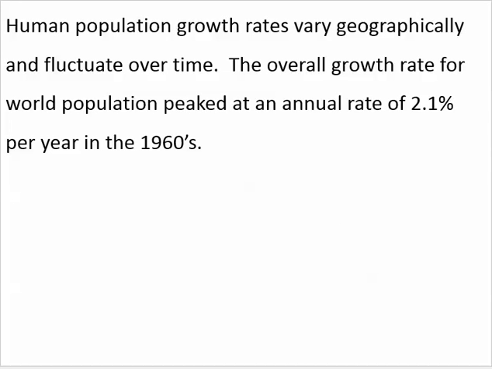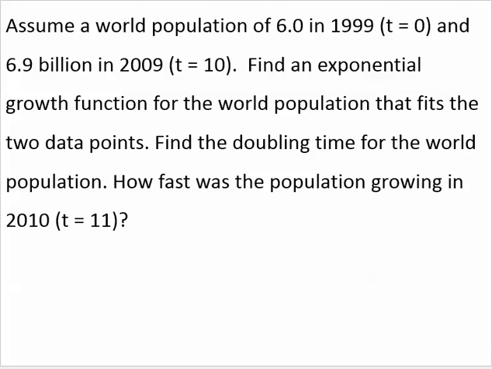Human population growth rates vary geographically and fluctuate over time. The overall growth rate for world population peaked at an annual rate of 2.1% per year in the 1960s. Assume a world population of 6 billion in 1999 and 6.9 billion in 2009. Find an exponential growth function for the world population that fits the two data points. Find the doubling time. How fast was the population growing in 2010?